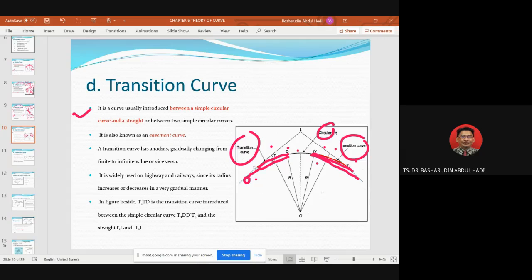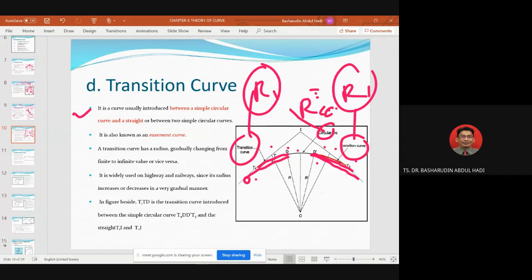So how many radii do we actually have? Actually two. One is the transition curve radius R1, the same on this side as well. Another one is the circular curve radius R for the circular arc or circular curve. So we have one same radius and two types of radius.